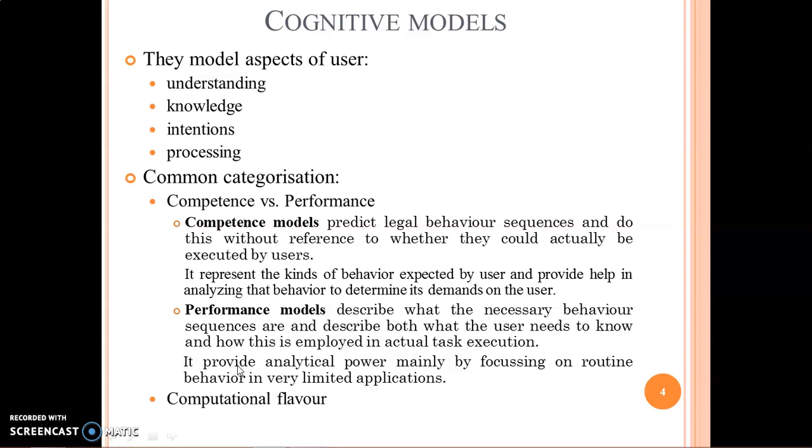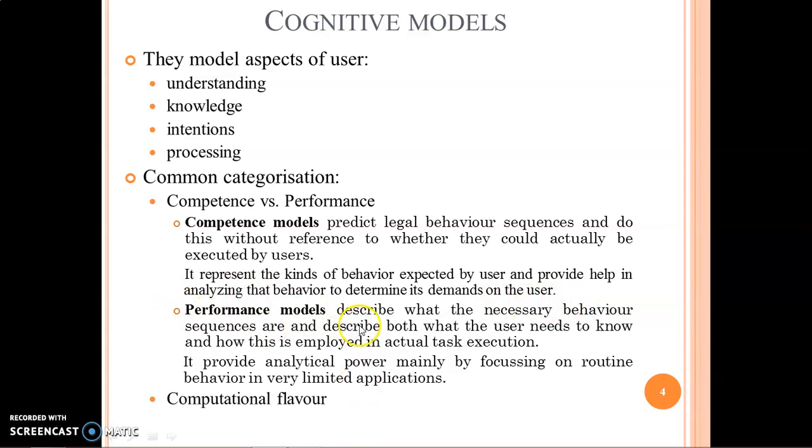The common categorization for the cognitive models could be competence versus performance. So, what is competence models? They basically predict legal behavior sequences and do this without reference to whether they could actually be executed by the users. It represents the kinds of behavior expected by a user and provide help in analyzing the behavior to determine its demands on the user.